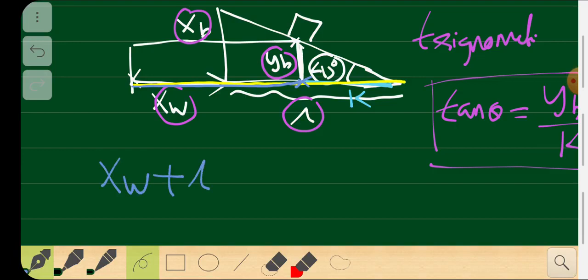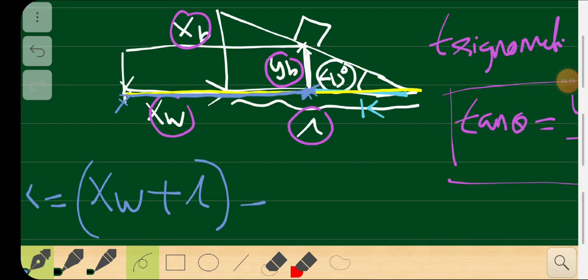And the rest of this distance, the blue line distance, what will it be? This distance can be easily written as: this minus k will be equal to this minus this distance. What is that distance? That distance can be written down as xb minus xw, I guess.